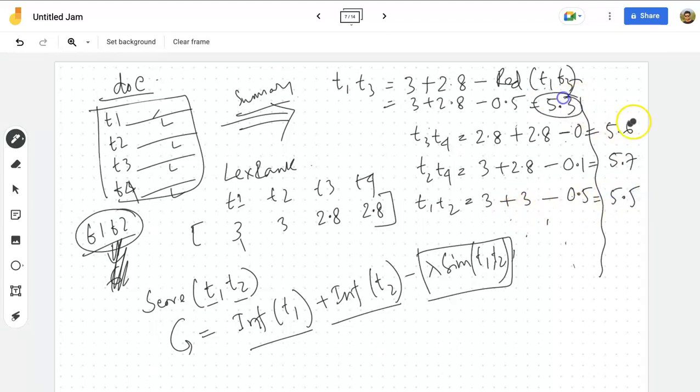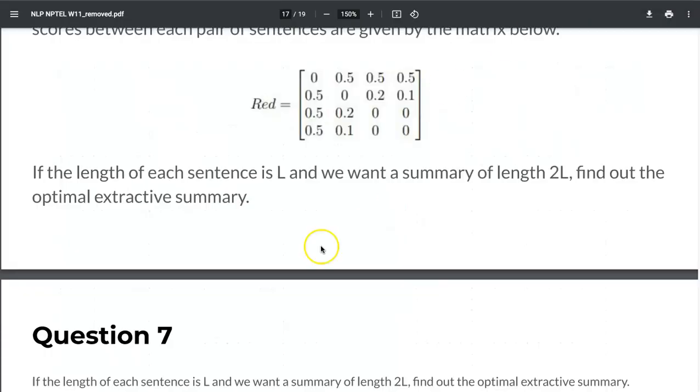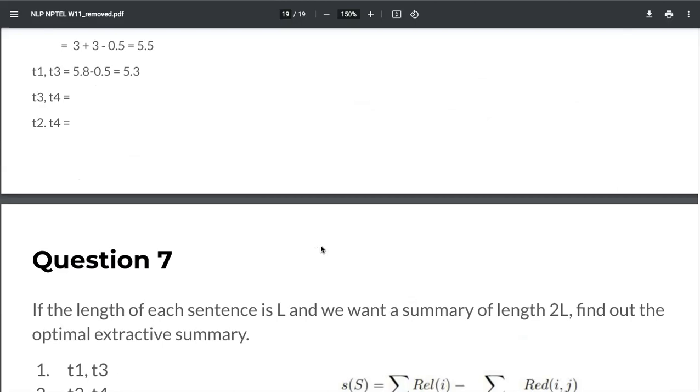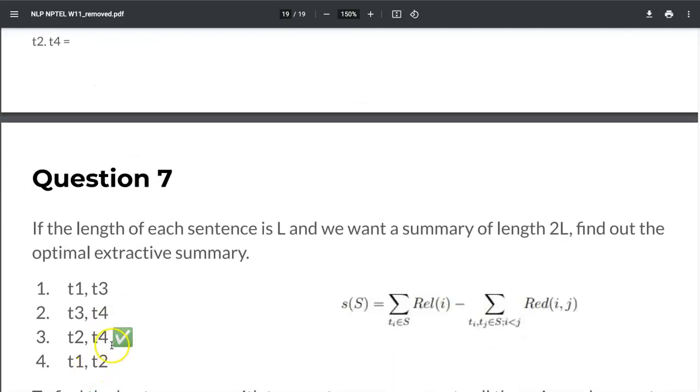So we got 4 values for 4 different combinations, and among these 5.7 is the largest, and its corresponding combination is T2, T4. So T2, T4 will be the best summary if we only select 2 sentences. So T2, T4 is the correct option.